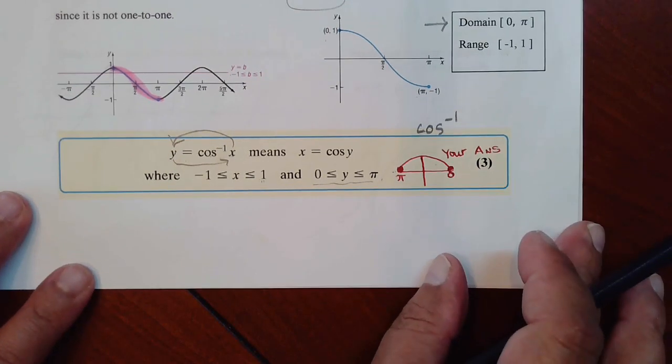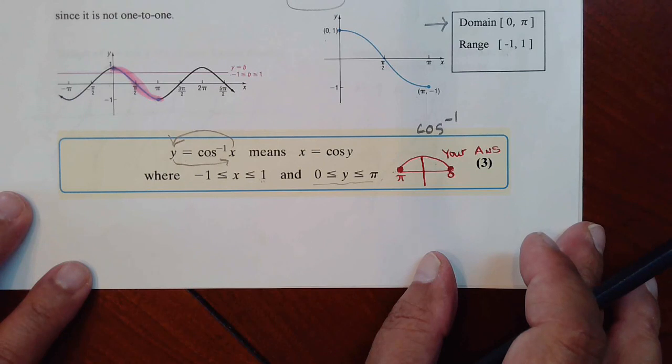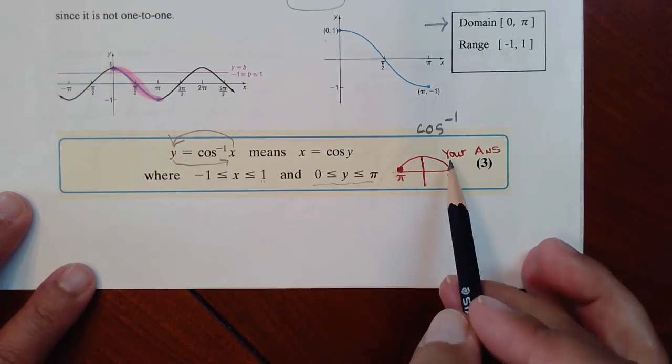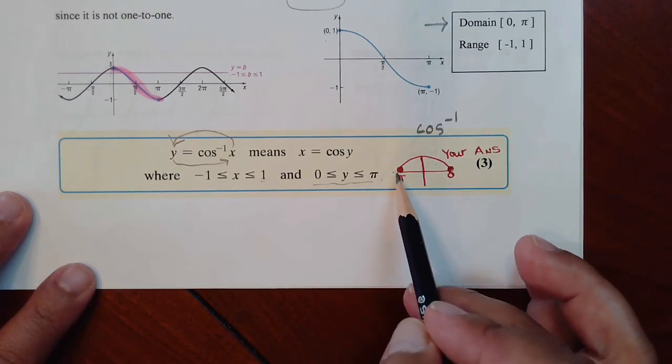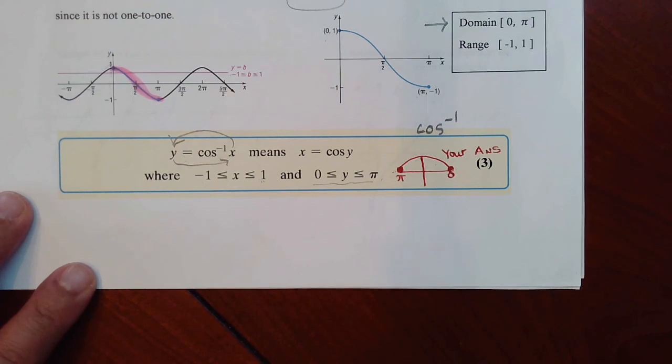What's different here is the restriction. Your answer has to be between 0 and pi. And the reason I color in the endpoints is because those endpoints are allowable as part of your answer. If I draw a circle at a certain point but leave it hollow, it's because those endpoints are not acceptable, but anything in between is.